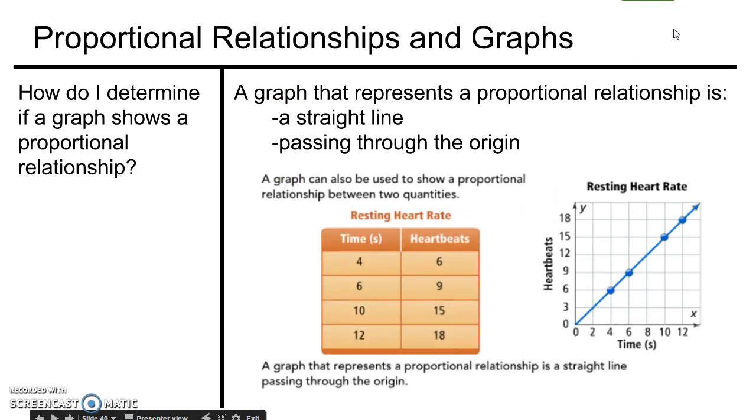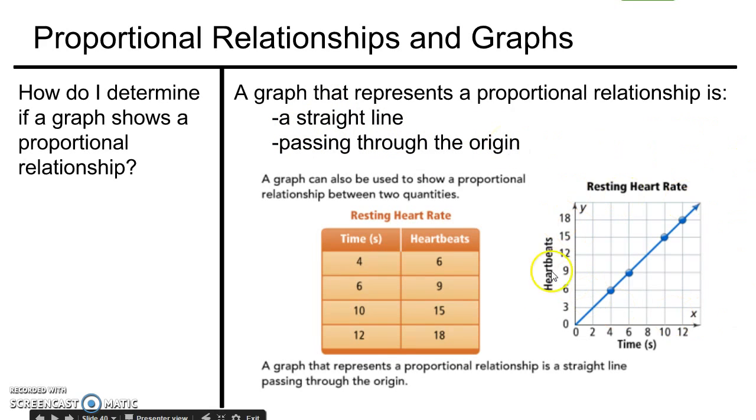All right, next, refresh your memory about proportional relationships in graphs. How do I determine if a graph shows a proportional relationship? There are two requirements. You need to have these memorized. Okay, if you don't remember them, you might want to jot them down. Two things, it has to be a straight line graph that passes through the origin 0, 0.